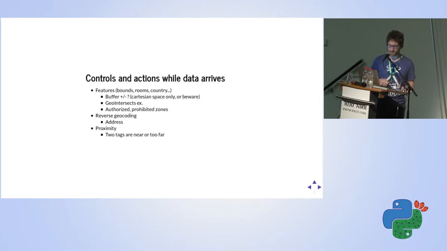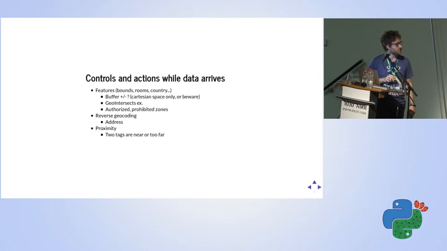While the data arrives, here it's not seen completely, but you can check on what features your point is with the buffer thing I was explaining before. We can do geo-intersect, which is like, okay, where is this point? What does this feature intersect with? You can take a circle on your room and say, okay, where is my circle? With which room does it intersect?